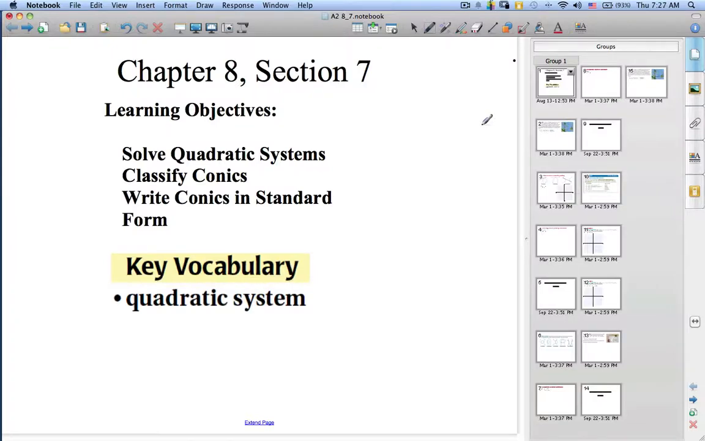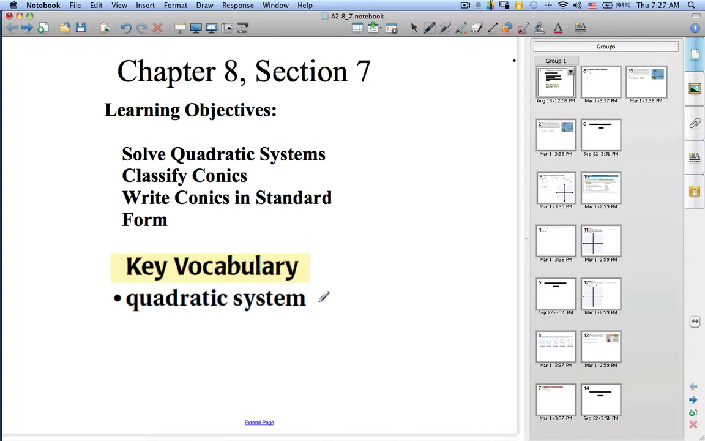So in our final section of Chapter 8, we're going to solve quadratic systems. We're going to review classifying conics, and then we're going to write conics in standard form. When we think about quadratic systems, we're talking about systems, meaning sets of multiple equations. And when we're saying quadratic systems, then at least one of them is going to be quadratic.